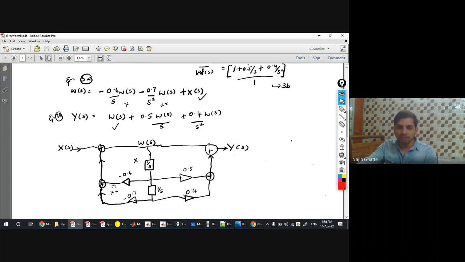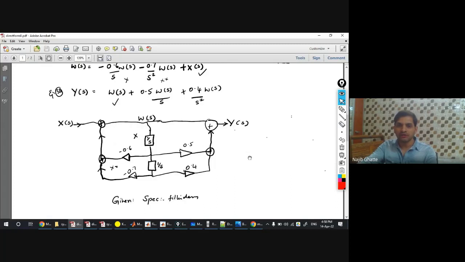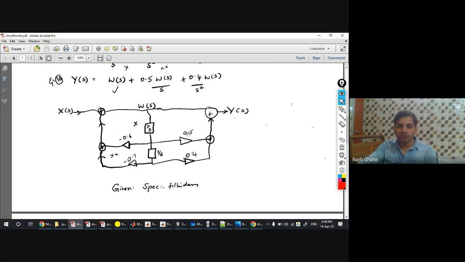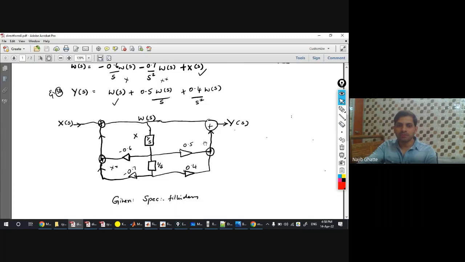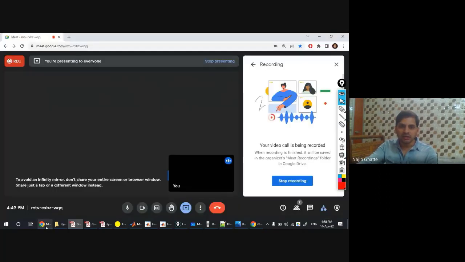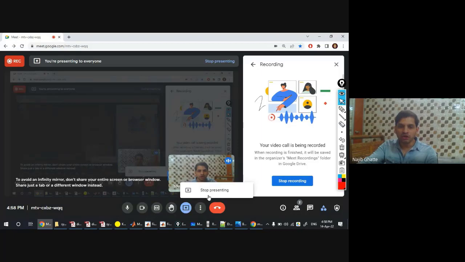Coming to equation 3b, we have 0.5 upon s and 0.4 upon s square. This is the final expression that we're going to get in the case of Y of s. This is our direct form 2, DF2. I hope the things are pretty clear to you and you have understood the entire expression and the meaning of DF1 and DF2.